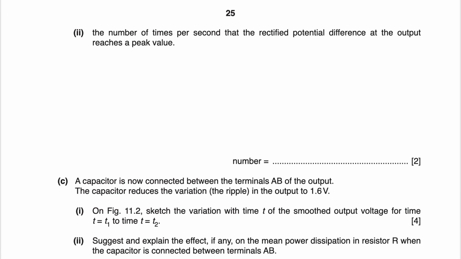Next page. The number of times per second that the rectified potential difference at the output reaches a peak value. The number of times per second is what we have to find. How do we find it? We know that omega is 2 pi f. Compare this with the equation V equal to 5.6 sine 380t. Directly we can tell omega is 380. So 380 equals 2 pi f. So what is f? 380 divided by 2 pi, and you get the direct answer, 60.47 hertz.